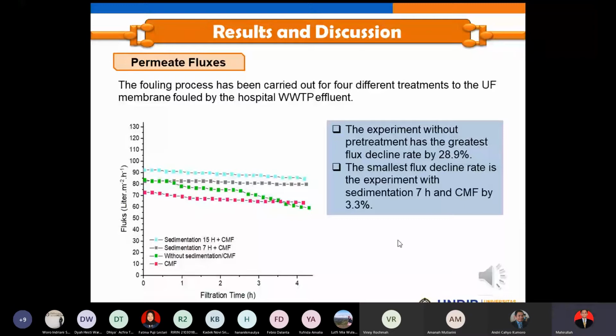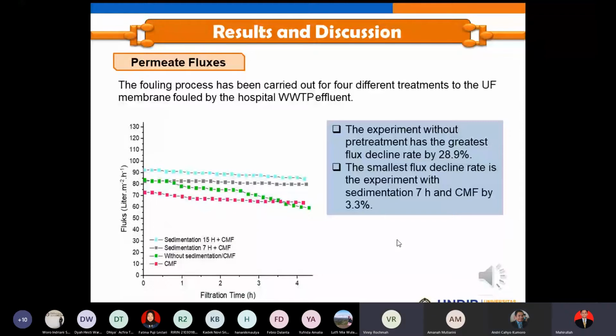It is due to the accumulation of concentration polarization at the membrane surface, which can reduce the permeate flux. All of these indicate that the pretreatment with sedimentation 7 hours and cloth media filtration is more efficient for the purpose of control during the process.